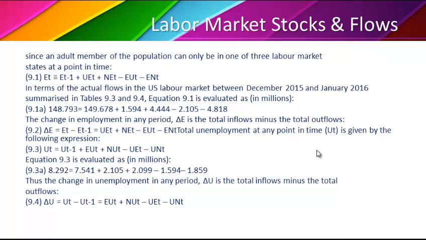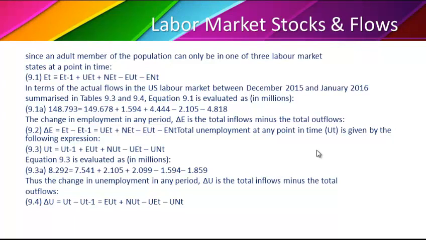The total employment at time t is 148.793, and the employment at t minus 1 was 149. So actually there has been a reduction in employment, even though 1.5 million people who were unemployed became employed. The 1.59 million jobs were gained by the unemployed, and 4.4 million jobs were gained by people who were not part of the labor force. They became part of the labor force.